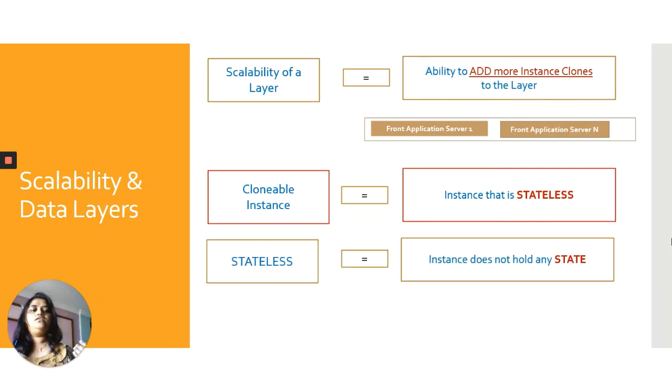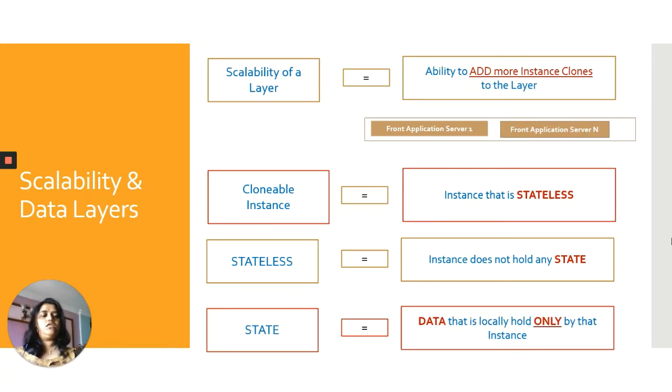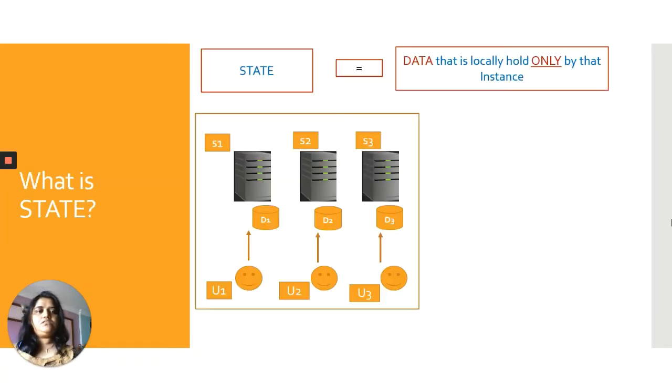Now, what exactly do we mean by stateless? Stateless means that the instance does not hold any state. And state means any data that is locally held only by that instance. That is, the instance is holding some data which cannot be accessed by other instances. In that case, you cannot automatically clone the instances.